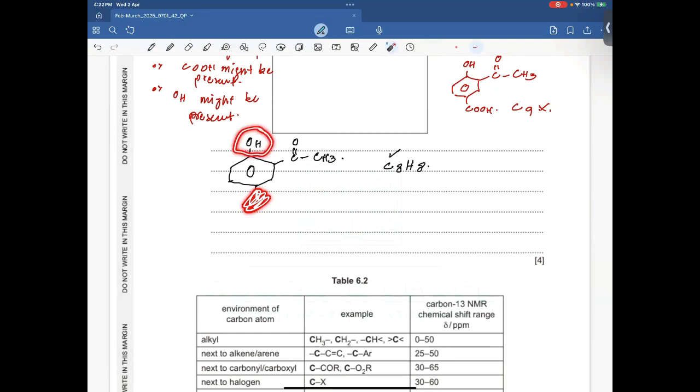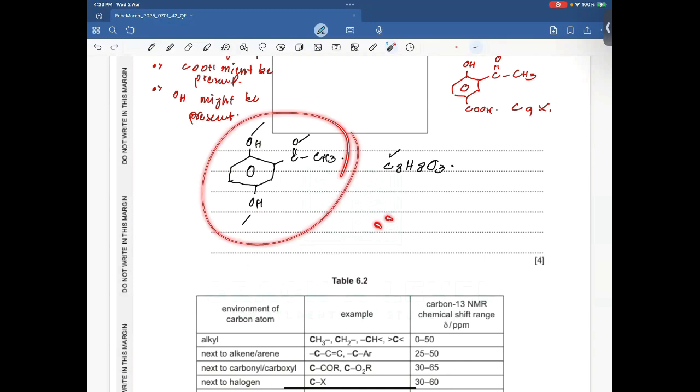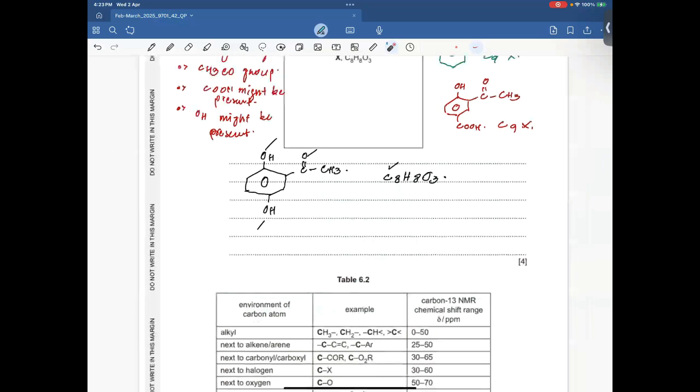The examiner was saying that 2 peaks disappear after treating the sample with D2O. That means 2 OH groups need to be there. Let me check the number of carbon atoms now. 1, 2, 3, 4, 5, 6, 7, 8. Carbon satisfied. Hydrogen count: 1, 2, 3, 4, 5, 6, 7, 8. Hydrogen satisfied. Oxygen 1, 2, 3. Oxygen satisfied. So that is the structure of this compound, C8H8O3. All right. I hope it makes sense to you.